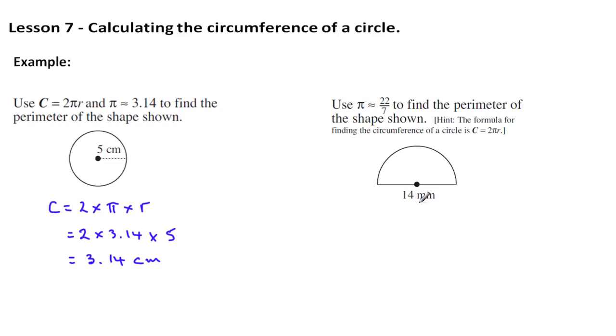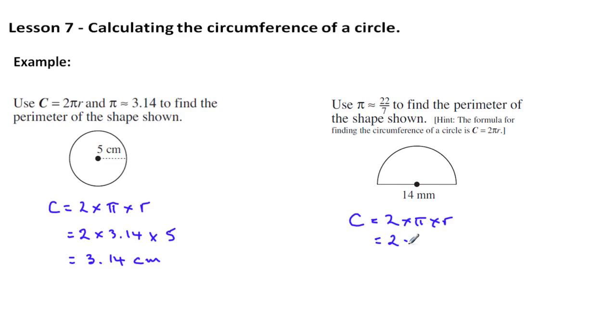In this question we don't have a full circle, we have a semicircle. So when we're asked to work out the perimeter of this shape, be aware that we need half of the circumference as well as the distance from here to here, which is known as the diameter. Now in the formula for circumference, we know that C is equal to 2 times pi times r. Now this would be for a full circle. So let's work it out for the full circle.